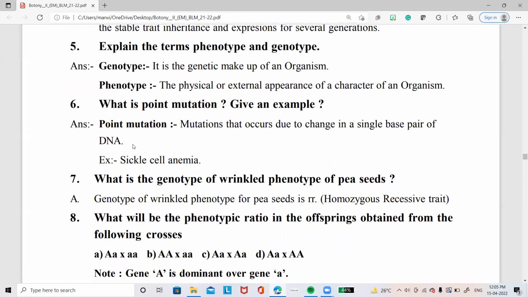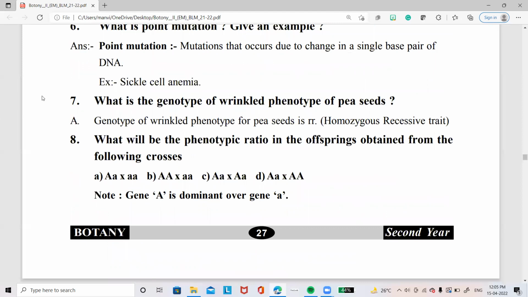Question number 6. What is point mutation? Give an example. Mutations that occur due to a change in a single base pair of DNA are called point mutations. Example, sickle cell anemia is an example of point mutation.